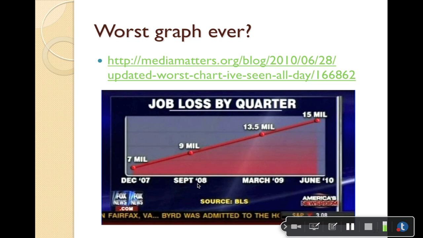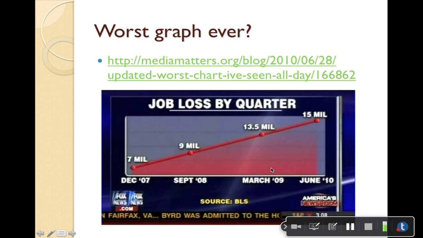So it says up here, job loss by quarter. So down here we have December of '07 to September of '08, which is actually a total of 9 months or 3 quarters. So that's not really a quarter where I come from, probably where you come from too. And then here we have March of 2009 to June 2010. That's actually 15 months or 5 quarters. So the graph is incredibly misleading because the intervals on the x-axis here, first of all, they aren't quarters, which is what the chart is saying they are, but they're not equal. So that's what's giving it that really sharp increase that you're seeing there.